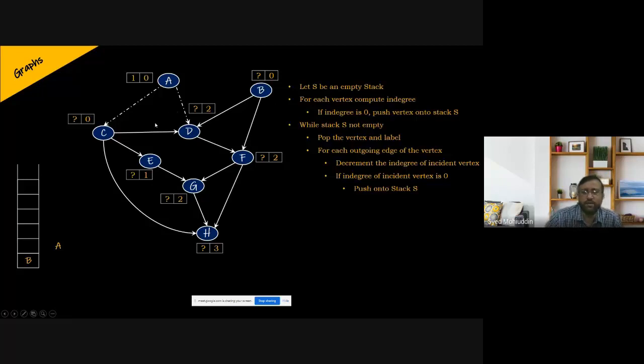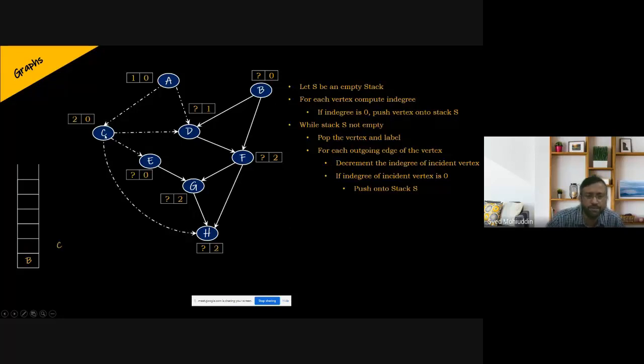Now once we decrement it, is there any vertex whose in-degree is 0? If there is any vertex whose in-degree is 0, we push that onto the stack. So in this case, C's in-degree has become 0, so we push C onto the stack. We have already labeled A as 1. Then again the stack is not empty, so we pop out C.